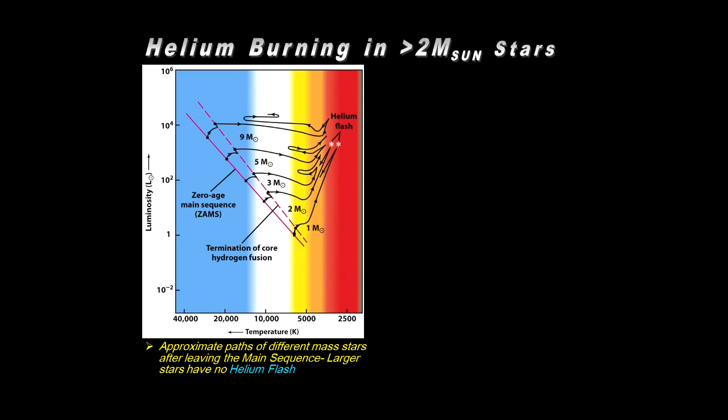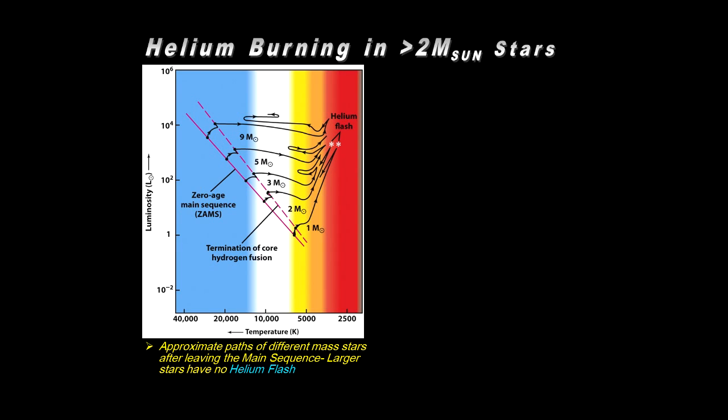We tracked one solar mass star through the helium flash, and then we know it enters the horizontal giant branch after it reduces in luminosity, starts increasing in temperature. I also mentioned that this occurs for stars up to about 2 solar masses. After 2 solar masses, we no longer have a helium flash taking place.